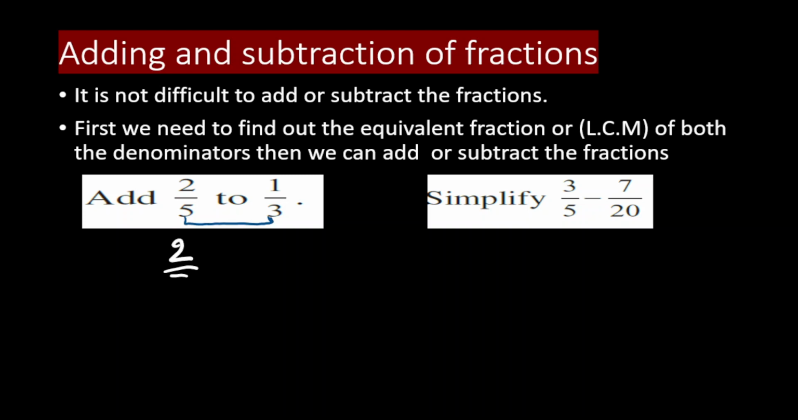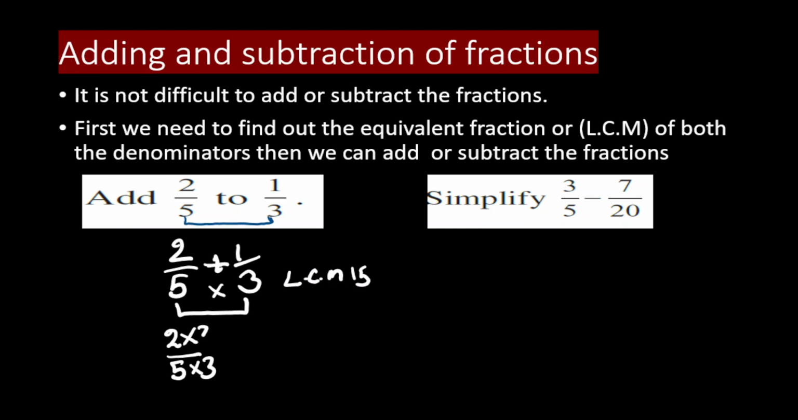Here, 2 by 5 plus 1 by 3. These are fractions with different denominators, so we need to find the equivalent fractions. Here the LCM of 5 and 3 is 15, because these two numbers don't have any common factors other than 1. So we can take the product of these two numbers as the LCM. Here LCM is 15. So you know that 5 into 3 is nothing but 15, and we need to multiply both the numerator and denominator with the same number to obtain the equivalent fractions.